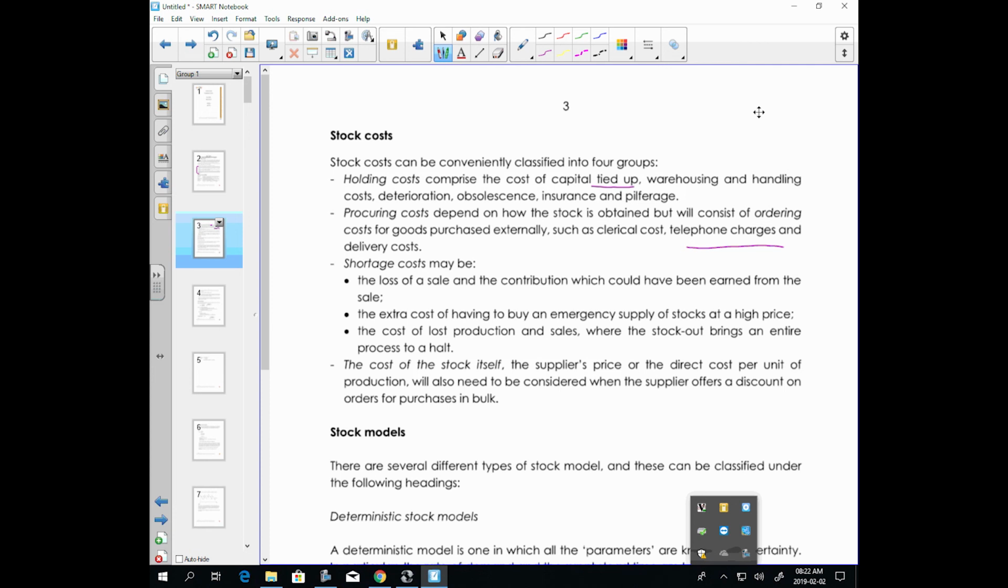And the cost of lost production on sales, where the stock out brings an entire process to a halt. So we're manufacturing. Remember, what we're going to deal with most here is our costing, and that's going to be in a manufacturing environment. So if we don't have one item, we can't continue manufacturing. So basically, we're going to stop, and everything's going to be put on hold. You're going to have employees there that you're paying to do nothing, basically. And then the cost of stock itself, so the supplier's price or the direct cost per unit.